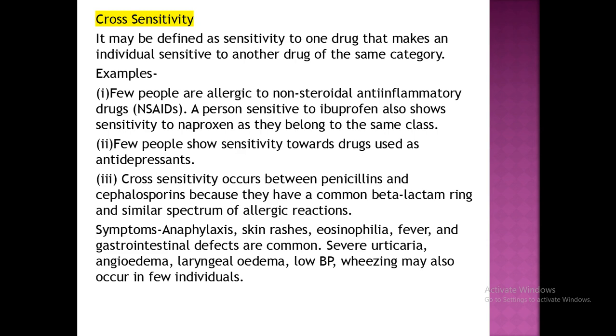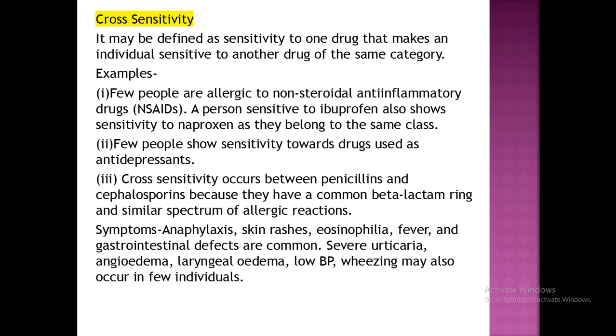Then cross sensitivity. It may be defined as sensitivity to one drug that makes an individual sensitive to another drug of the same category. So, if the individual is sensitive to one drug, he or she becomes sensitive to another drug of the same category. Examples are, few people are allergic to NSAIDs, non-steroidal anti-inflammatory drugs, which are analgesics. A person sensitive to ibuprofen, which is an analgesic, also shows sensitivity to naproxen, which is also an analgesic, as they belong to the same class.